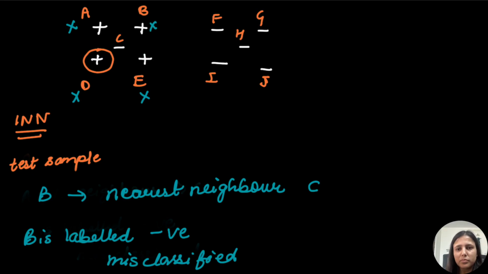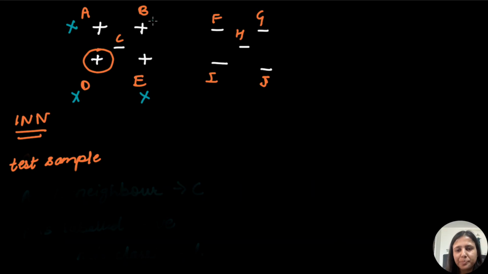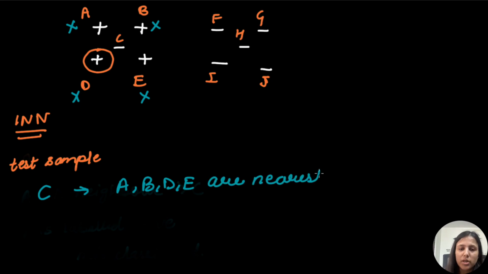Okay, so B is also misclassified. Now let's talk about C. For C, all the labels A, B, D and E are nearest neighbors. Whenever this happens, when we have multiple neighbors which are near one data point and we are doing one nearest neighbor, we take the max vote.